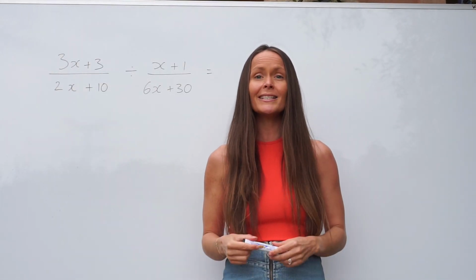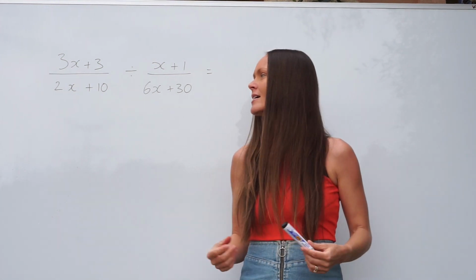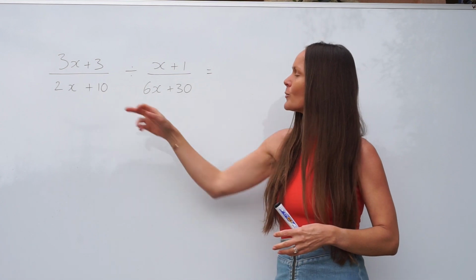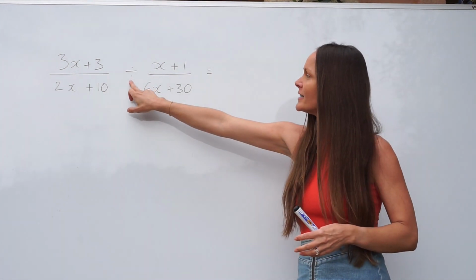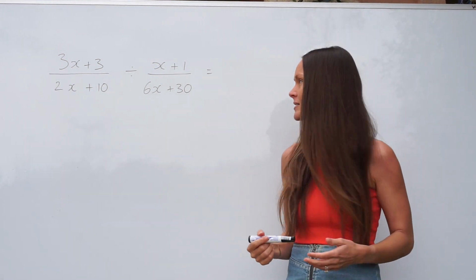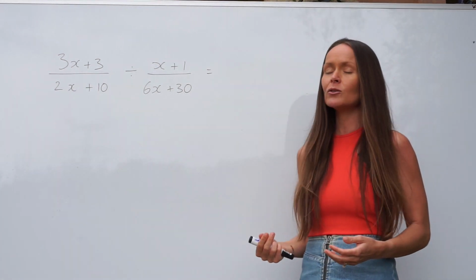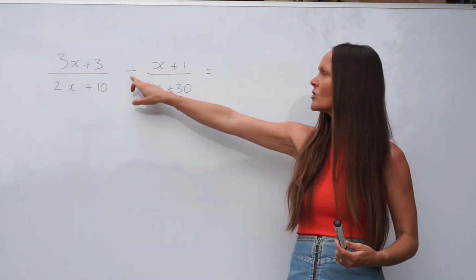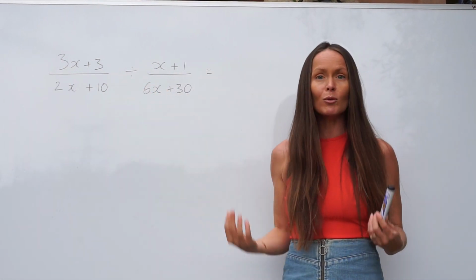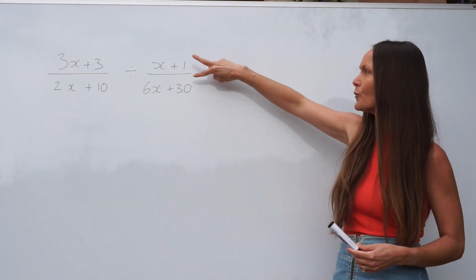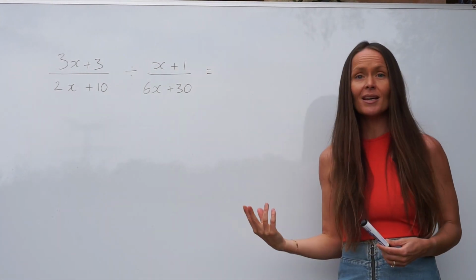I'm going to show you how to divide algebraic fractions. In this example, it says 3x plus 3 over 2x plus 10 must be divided by this fraction here, x plus 1 over 6x plus 30. Just like when you're dividing fractions usually, you need to change the divide symbol to multiplication. And when you do that, you need to remember to flip the second fraction upside down.